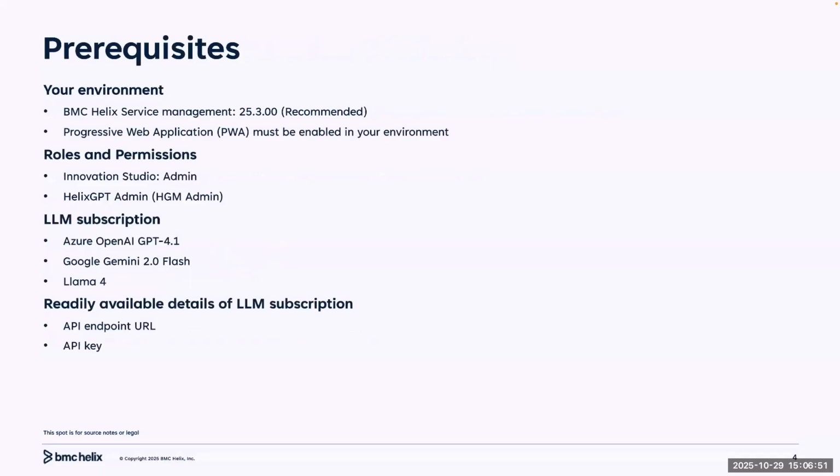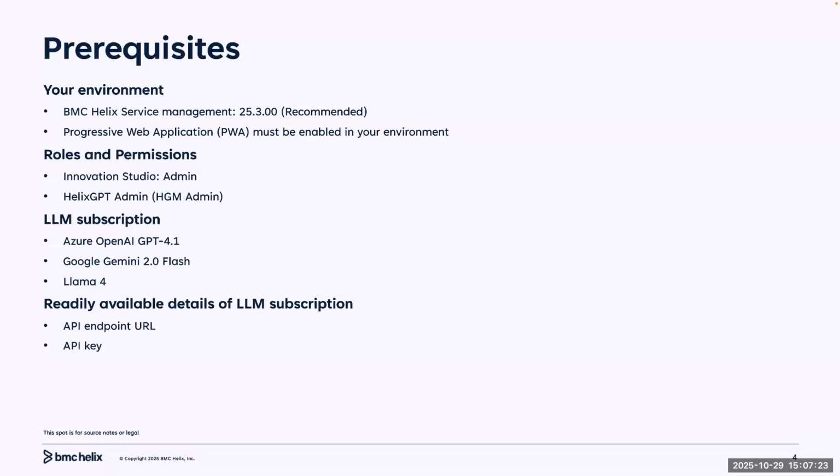There are some prereqs to acknowledge, and these prereqs were also sent in the invite for this session. But to cover them quickly, the minimum version requirement for Service Collaborator is 23.3. I will be using a Helix environment on version 25.3. So if you want to follow along, I would recommend that, if it's possible, you also use 25.3. That will give you the best experience.